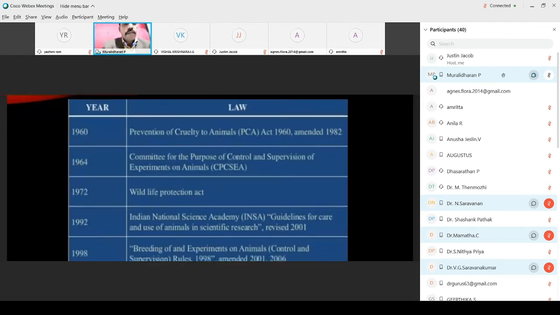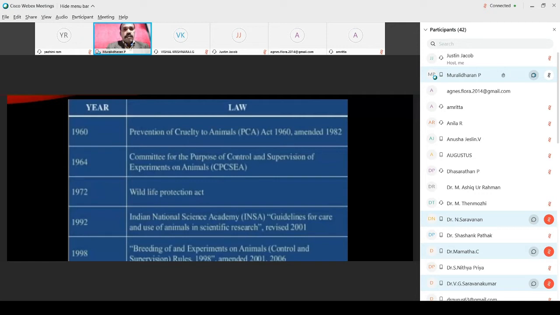The Prevention of Cruelty to Animals Act 1960 was amended, and it was amended in 1982. So the first act was in 1960. And then in 1964, the Committee for the Purpose of Control and Supervision of Experiments on Animals, that is CPCSEA, was formed. And then in 1972, it was modified into the Wildlife Protection Act. And in 1992, the Indian National Science Academy, INSA, formed the guidelines for care and use of animals in scientific research, and that was revised in 2001.